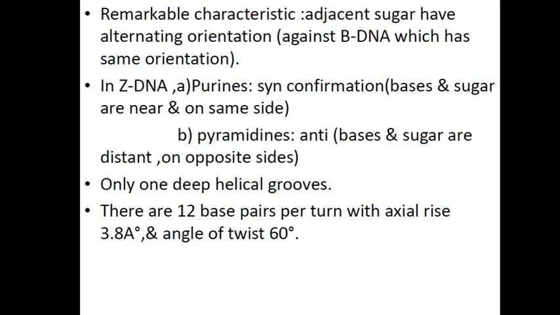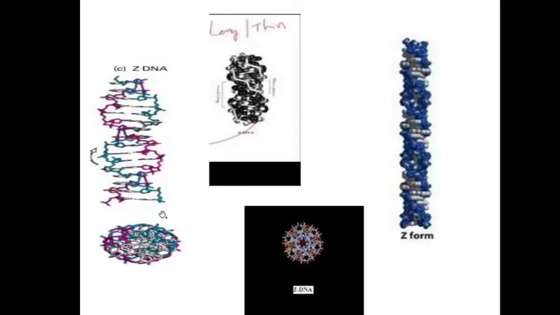Now in this case, Z form of DNA, because of this, it forms only one deep helical groove. It does not form the minor groove. There are around 12 base pairs per turn with an axial rise of 3.8 angstrom. So this rise is far greater than that of the B form of DNA, which was 3.4 angstrom. And the angle of twist is 60 degrees, so it is also far greater than that of the B form of DNA. Here we can see this particular structure. Imagine that spring has been stretched to a larger extent. It has formed this particular structure.